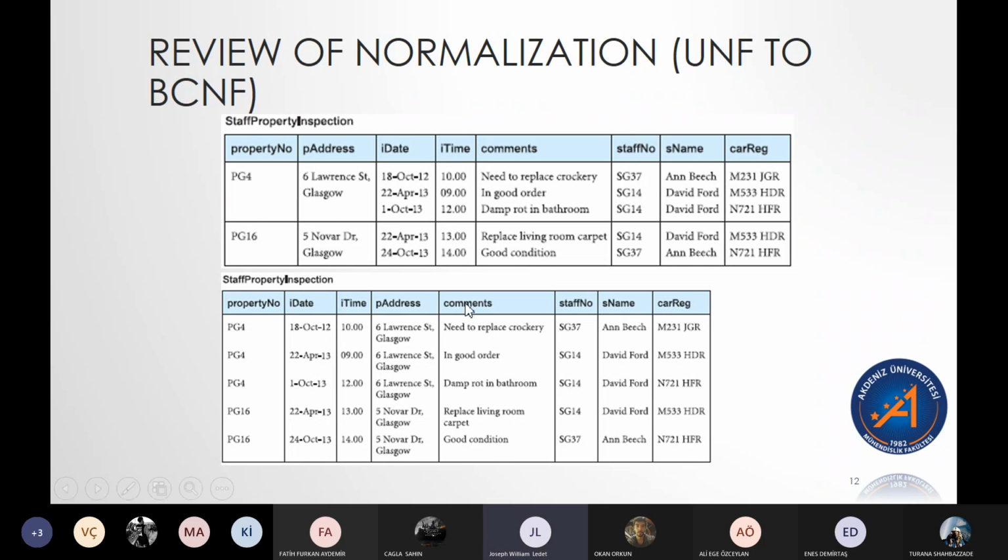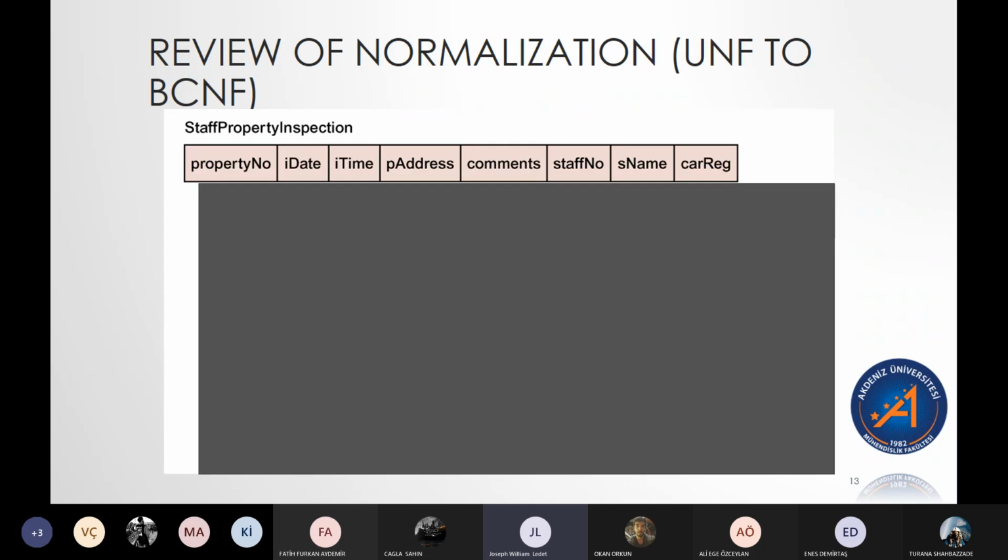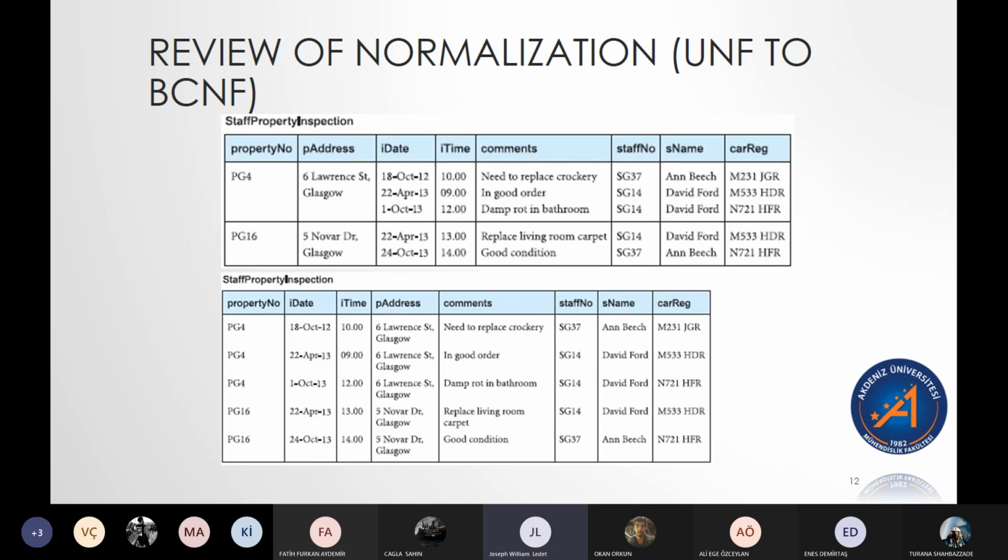Let's see. A, B, C, D, E, F, G, H. What are some functional dependencies? I've hidden them from your view. What were some functional dependencies? We'll go back here. Sure. Property number determines property address. Sure.